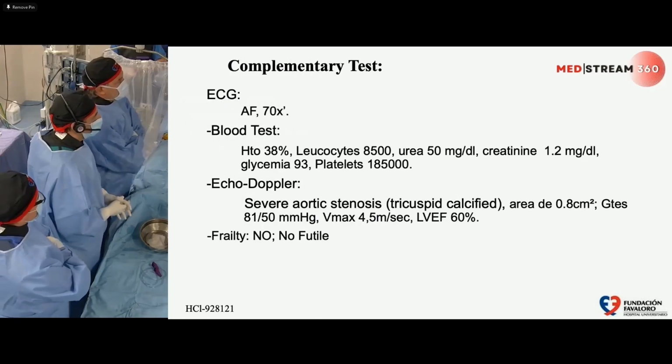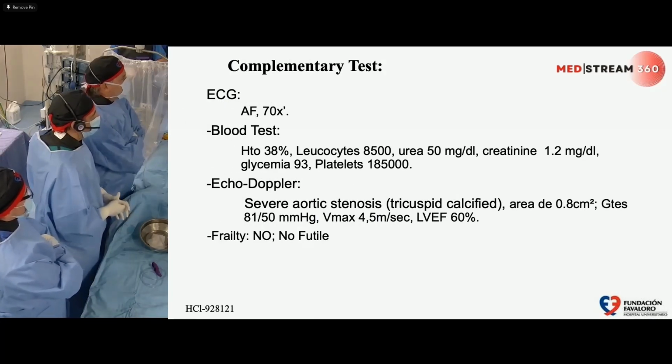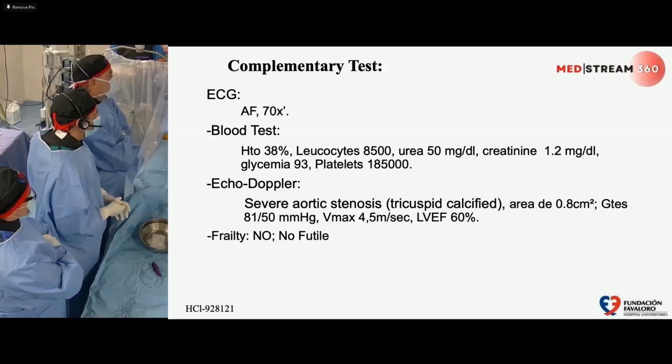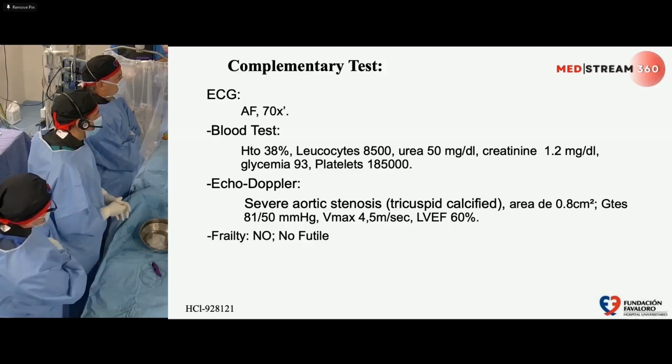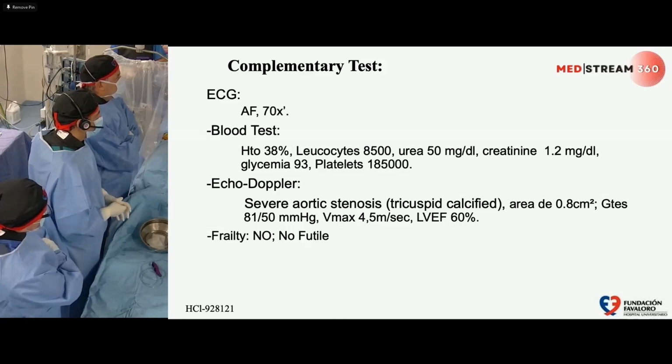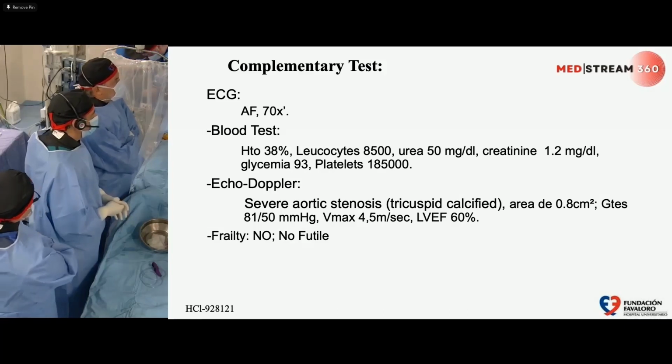She is also on atrial fibrillation, as I told before, but she doesn't have any other conduction disturbances like the previous patient. Regarding the blood test, some renal failure in the borderline, with 50 of urea and creatinine 1.2 for a small lady.